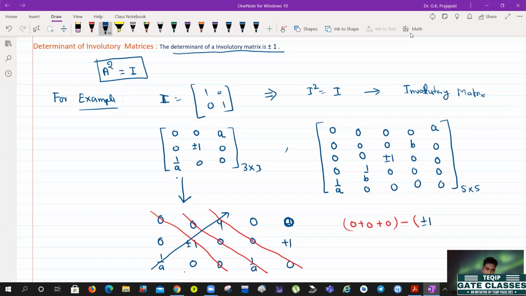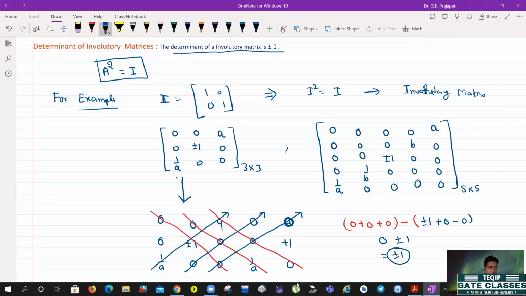Now the product of the elements of this diagonal, that is 0, and next the product of the third lower diagonal elements, this will be again 0. So we get 0 minus plus minus 1, that is plus minus 1.